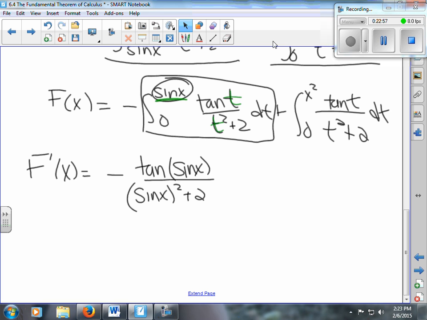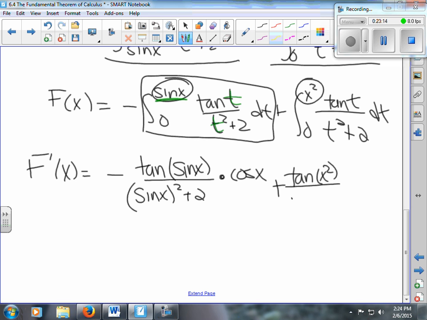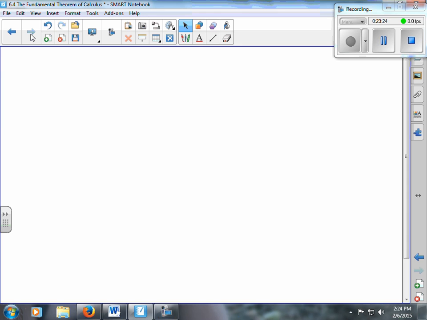Then I have to do the chain rule. Sine of x has a derivative. It is cosine of x. So that's the derivative of this first part that I've boxed. Plus, now the derivative of the second part, I'm going to plug in x squared. So I have tangent of x squared over x squared squared, which is x to the 4th, plus 2. Do the chain rule and multiply by the derivative of x squared. And then we're all done. Okay, finished.